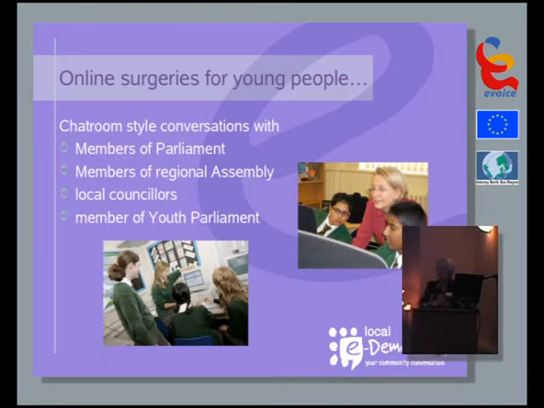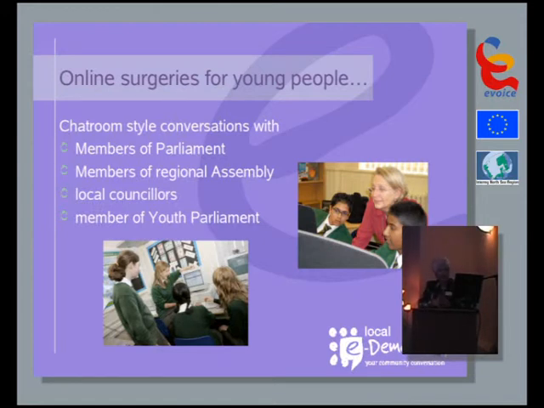This is another one about online surgeries for young people. And as you can see from the young people there, you can probably work out we were targeting the 14 to 16 age group through the schools. So this was a tool which was used in quite controlled circumstances, where we have a curriculum around citizenship in English schools, and the teachers there were preparing the students to understand the roles of different elected representatives, what their areas of competence and areas of influence were.